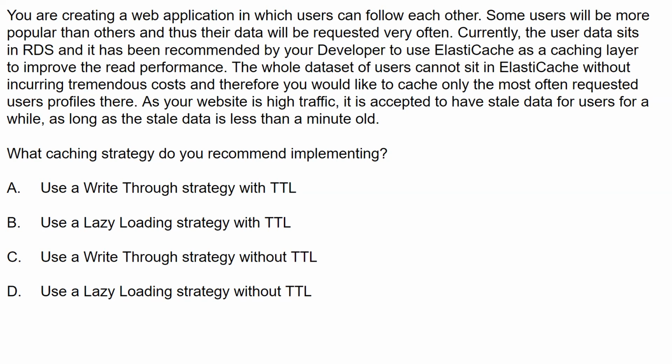The whole data set of users cannot sit in Elastic Cache without incurring tremendous costs, and therefore you would like to cache only the most often requested users' profiles there. As your website is high traffic, it is accepted to have stale data for users for a while, as long as the stale data is less than a minute old. What caching strategy do you recommend implementing?